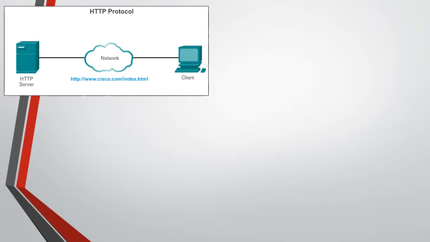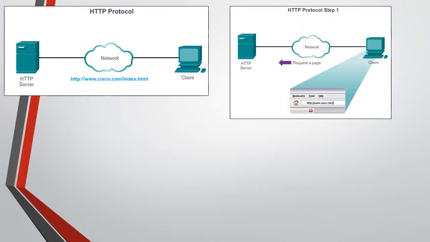Second, www.cisco.com, that is the server name. And third, index.html, that is the specific file name requested. As shown in Figure 2, the browser then checks with a name server to convert www.cisco.com into a numeric address, which it uses to connect to the server.